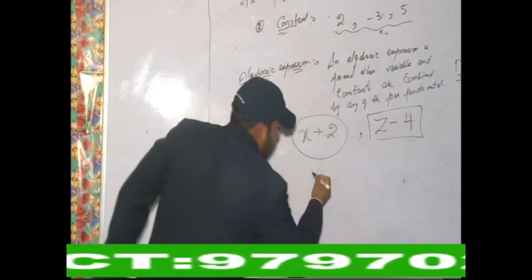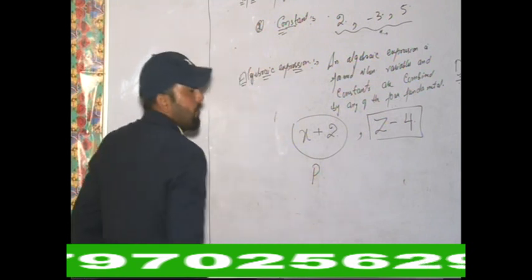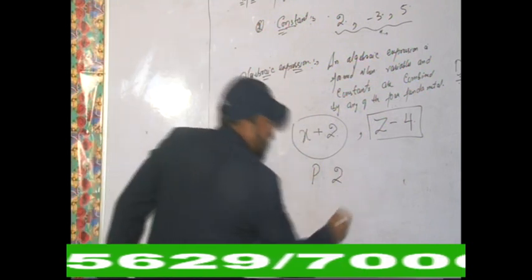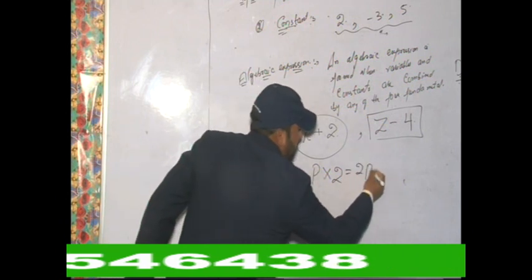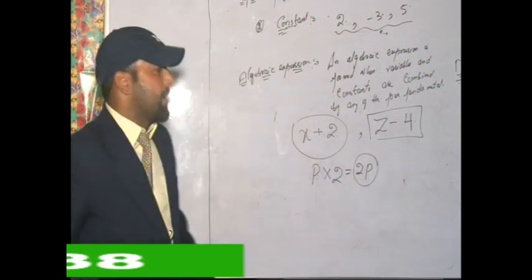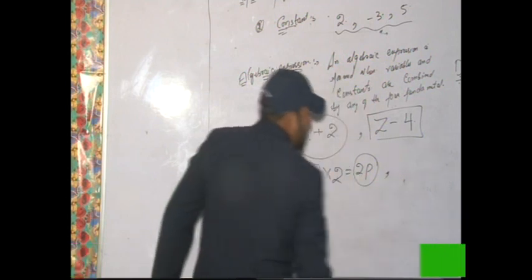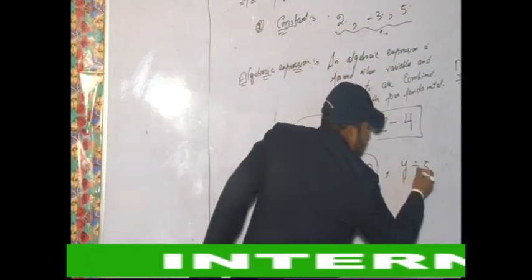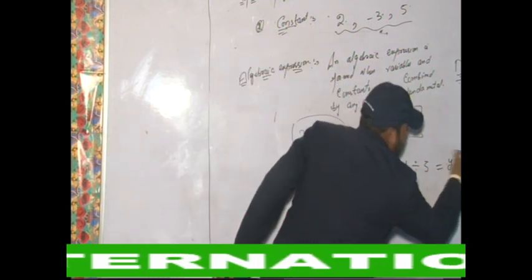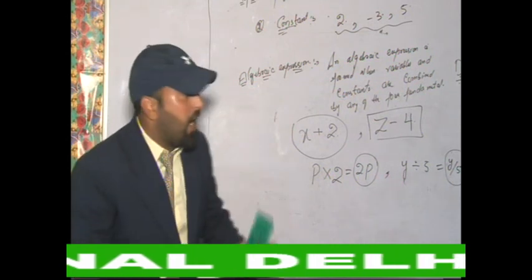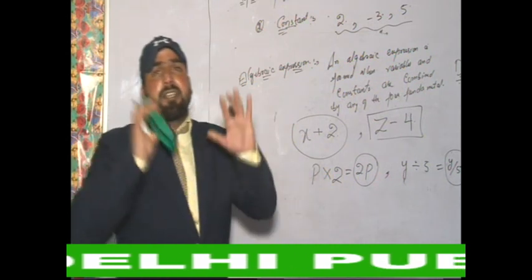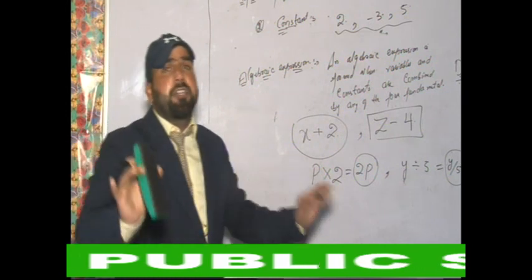Similarly, if another variable is p and the constant is 2, suppose they are combined by multiplication, that is equal to 2p. So this 2p is also an algebraic expression. Similarly, if I take y and another constant 5, suppose they are combined by division, we get an algebraic expression which is y by 5. So, an algebraic expression is formed when variables and constants are combined by any of the four fundamental operations.